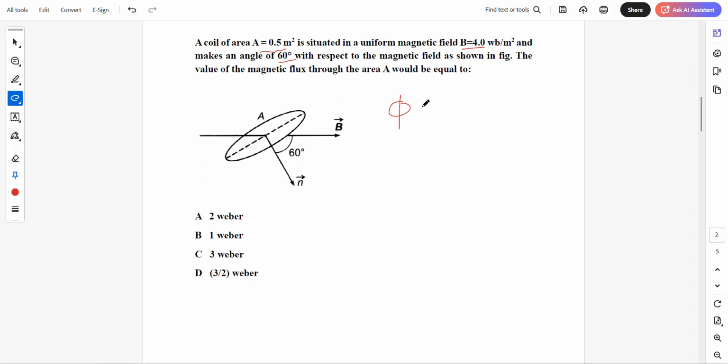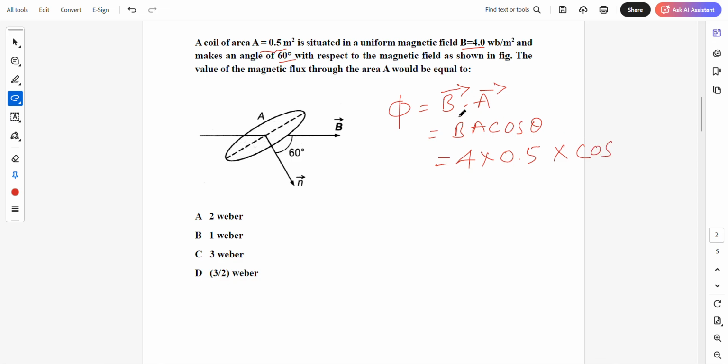We know the equation for magnetic flux through the surface. Magnetic flux through this surface is given by phi is equal to vector B dot vector A, that is equal to BA cos theta. How much have they given B? B they have given 4. How much have they given area? Area they have given in meter square only, and B is in Weber per meter square. Directly I can multiply 0.5 into cosine of the angle.